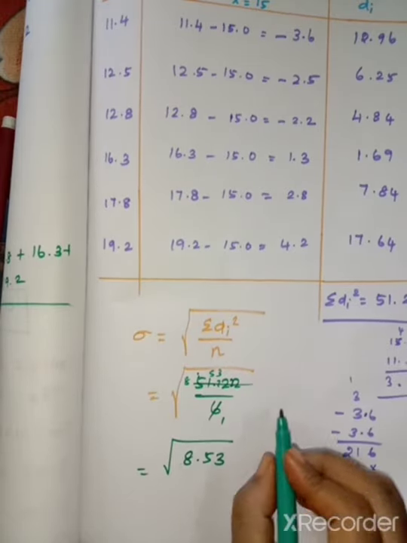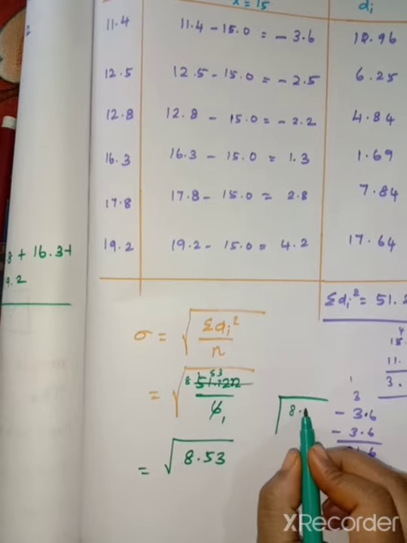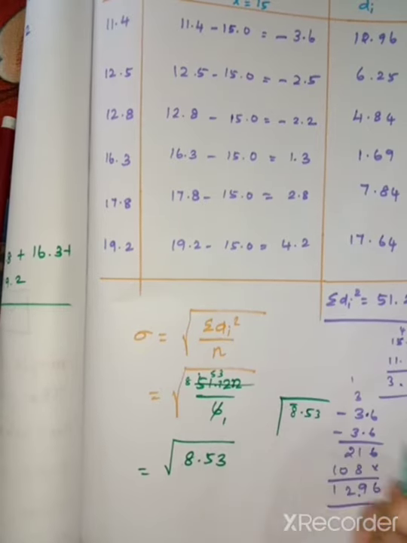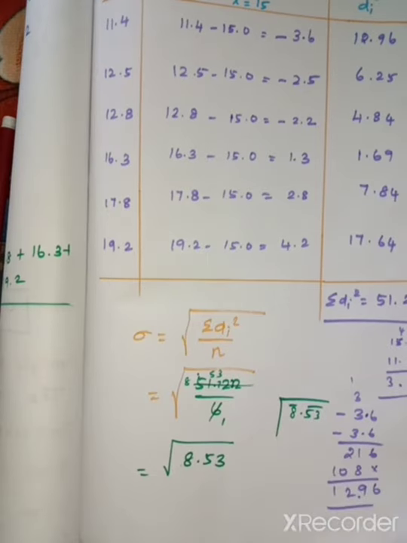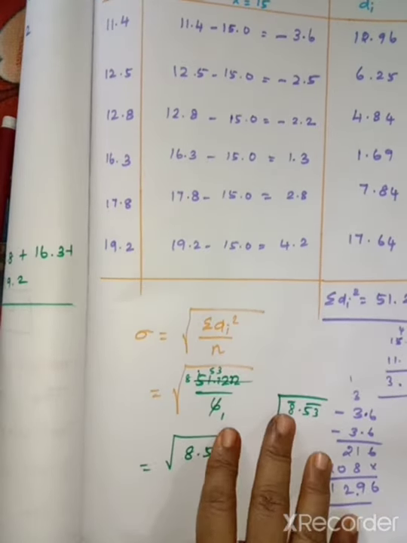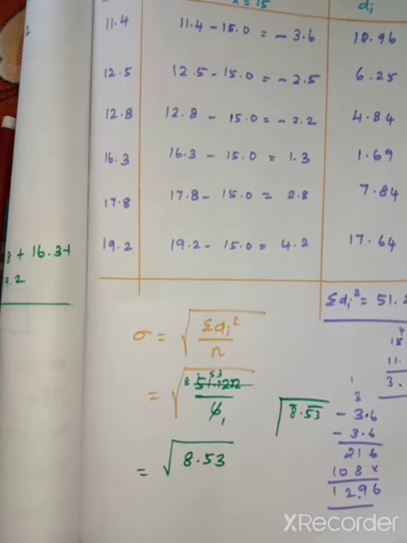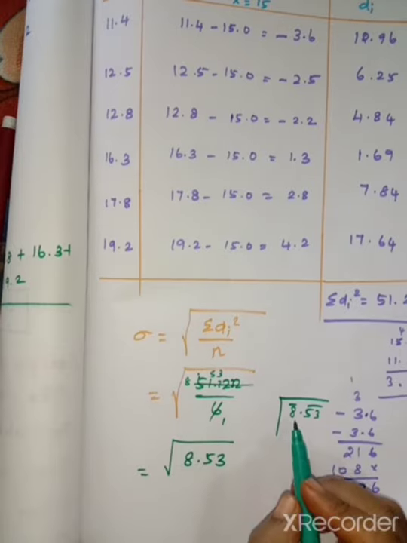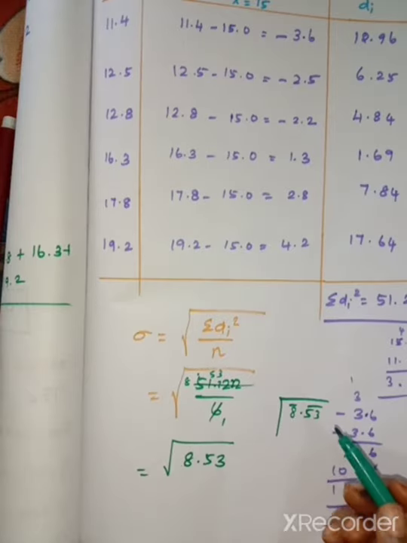By using the long division method we can solve the square root of 8.53. Here for the first group, if we have a 4-digit number, we take 2 digits. If we have an odd number, that is a 3-digit number, we take 1 digit first. So we have to use the square table.